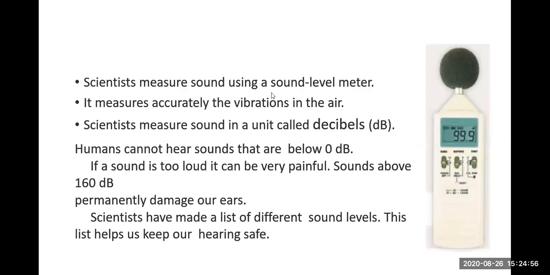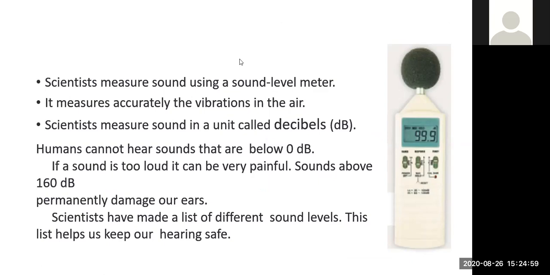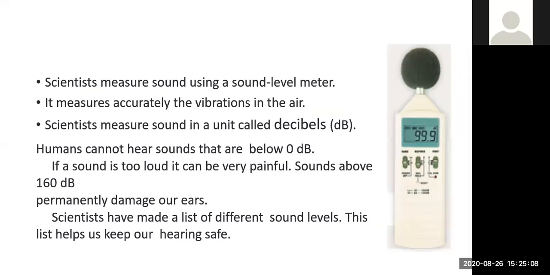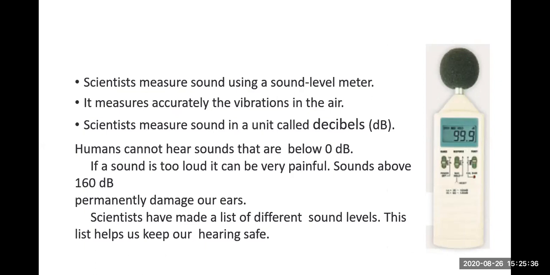As you know, scientists measure sound with a sound level meter. This sound level meter accurately measures the vibration in the ear. As you see, this is the equipment. What is it? This is a sound level meter. What will it do? It will measure the sound and show us the result in decibels. And what is a decibel? Decibel is the unit of sound.